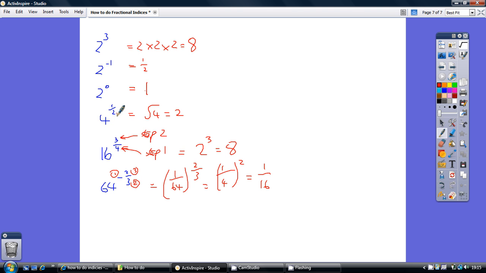Next one, 4 to the power of a half, well that's square rooting it. Here's one like we've just done, and here's one like we've also just done.